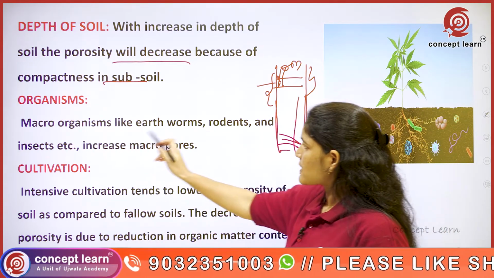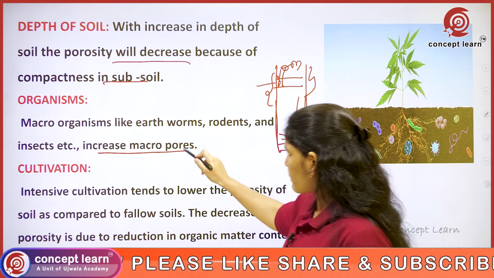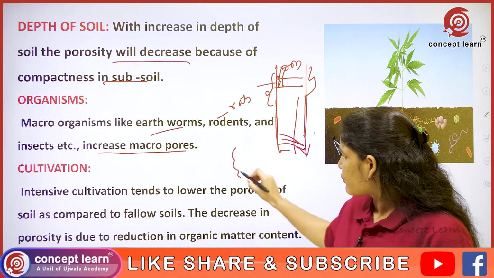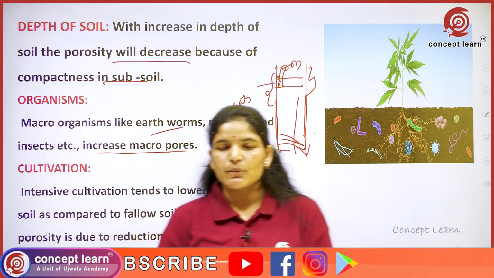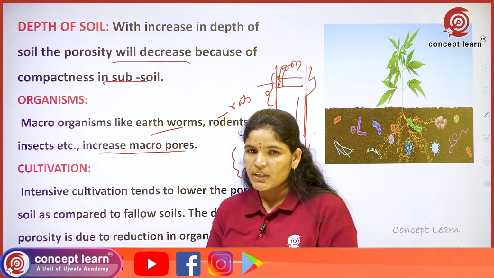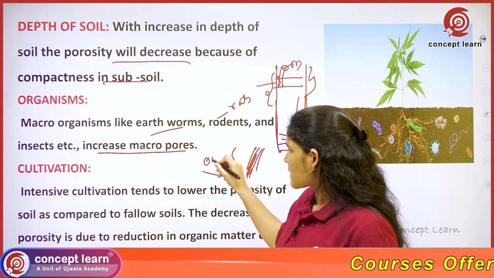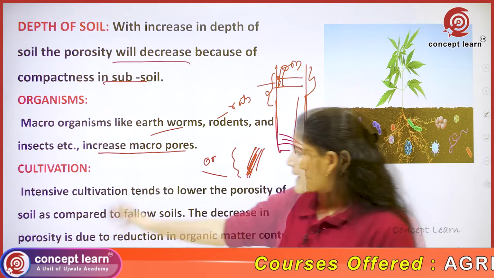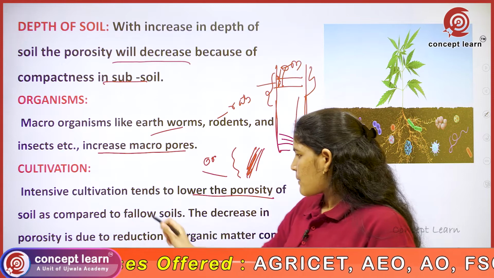Organisms. Microorganisms and animals like earthworms, rodents and insects increase the micropores. Rodents are nothing but rats. By moving in the soil, they increase the pores. Due to the presence of earthworms in the soil, organic matter content is more, and they form aggregates. Because of the formation of aggregates by the earthworms, porosity is more. Cultivation. Intensive cultivation tends to lower the porosity of the soil as compared to fallow soil.